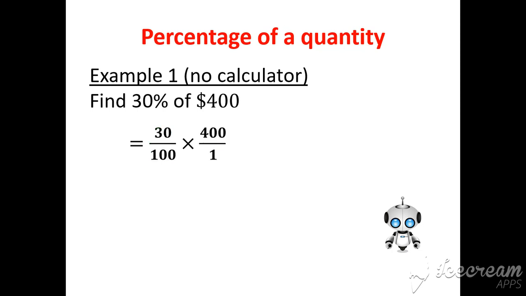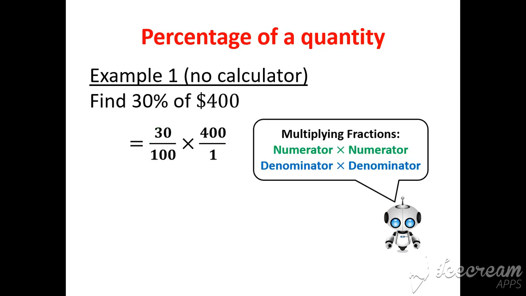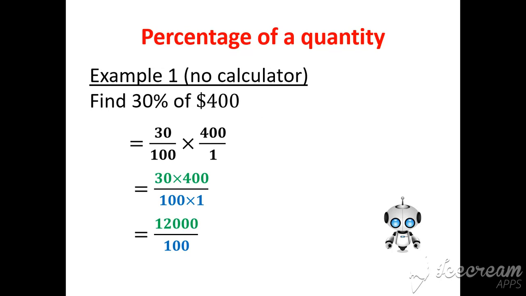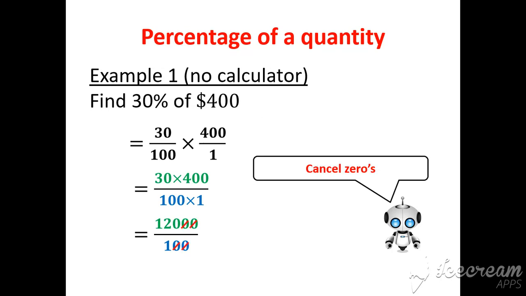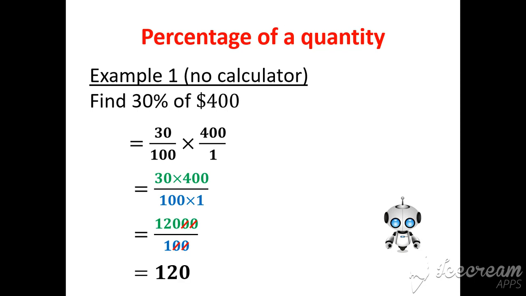So now we've got two fractions to multiply. And remember, we multiply fractions by going top times top, numerator times numerator, bottom times bottom. So we're going to go 30 times 400 and 100 times 1. So 30 times 400, 3 times 4 is 12, and there are 3 zeros, and 100 times 1 is 100. So we've finally got 12,000 divided by 100, and that'll simplify down by cancelling some zeros down to 120 over 1. 120 over 1 is just 120. So our final answer is $120.